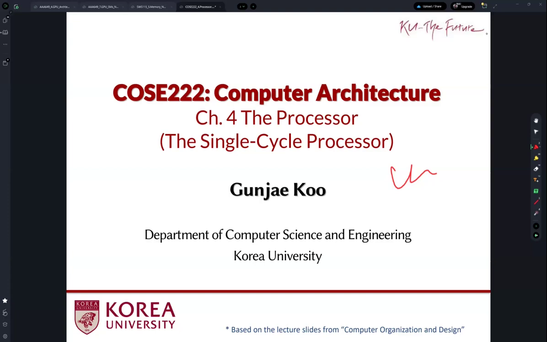Okay, and this is the English course. So the exam questions will be written in English, but you don't need to answer in English. For Korean students, you can answer in Korean, right? You can use any language for answering the questions.